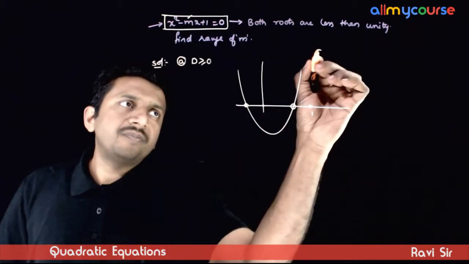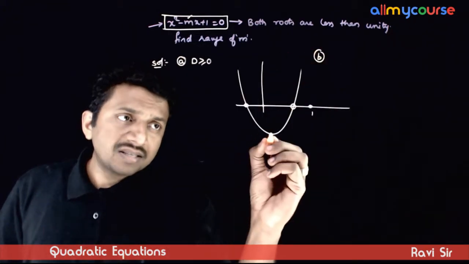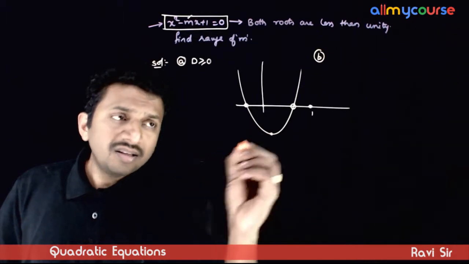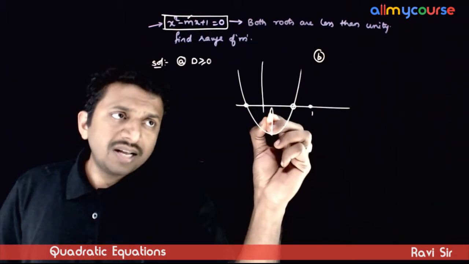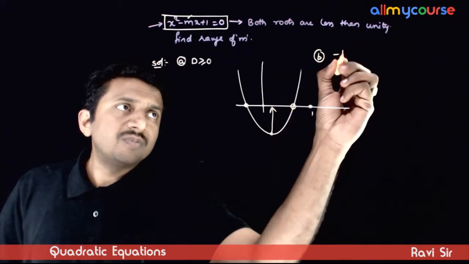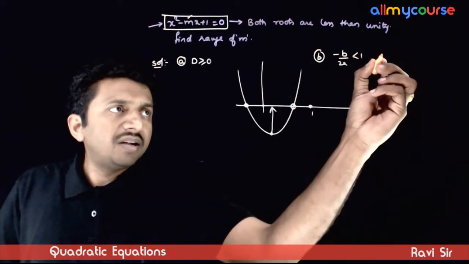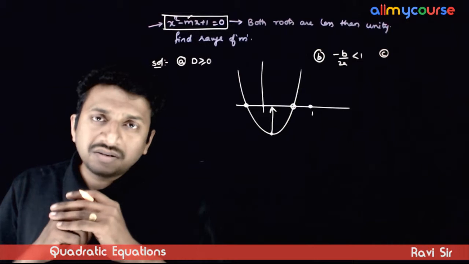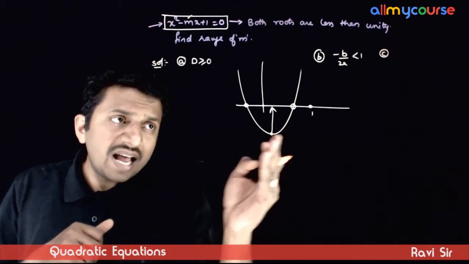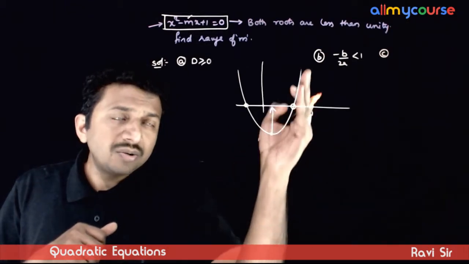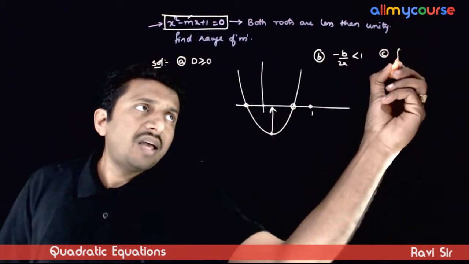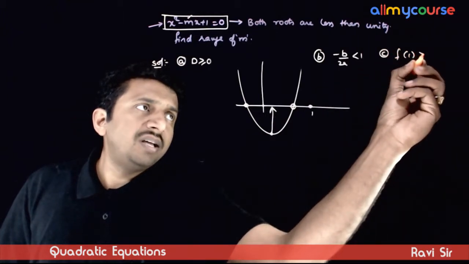And next, the x coordinate of the vertex has to be less than 1. It is minus b by 2a has to be less than 1. Third, what's the next condition? Before the graph reaches the value of 1, it has to rise up. That means f of 1 has to be greater than 0.